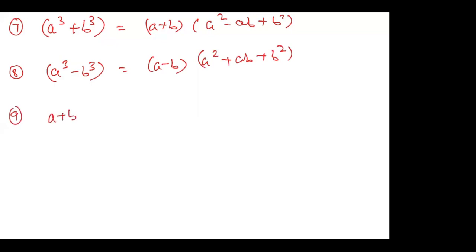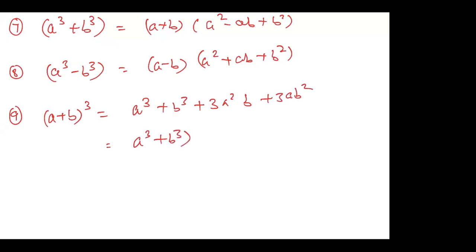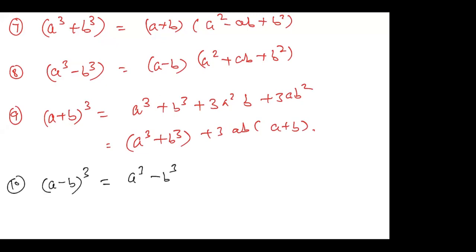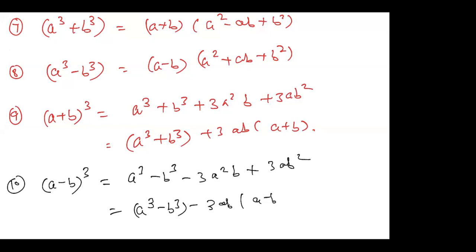Ninth, (a plus b) the whole cube is a cube plus b cube plus 3a square b plus 3ab square, or we can rewrite this as a cube plus b cube plus 3ab(a plus b). In the same way, I can rewrite the 10th formula as (a minus b) the whole cube is a cube minus b cube minus 3a square b plus 3ab square, or a cube minus b cube minus 3ab(a minus b).